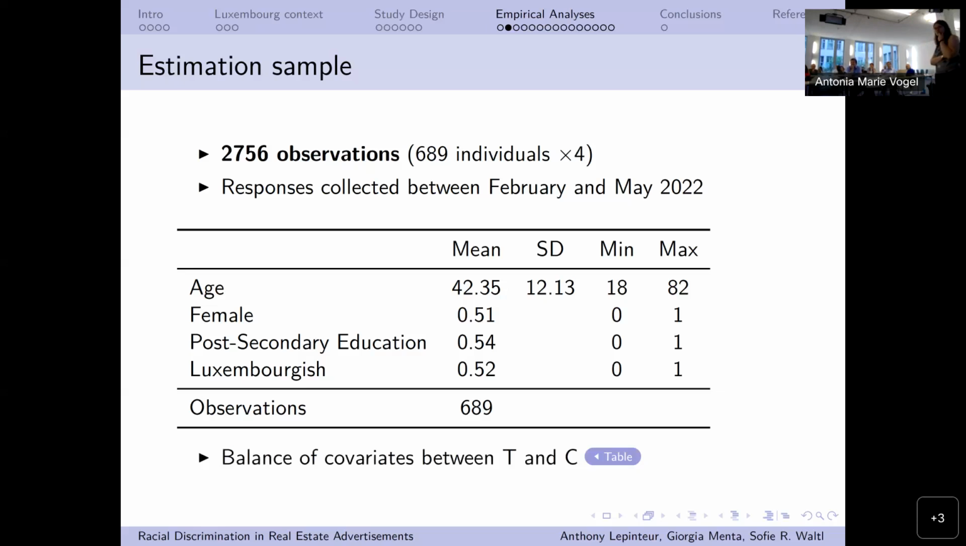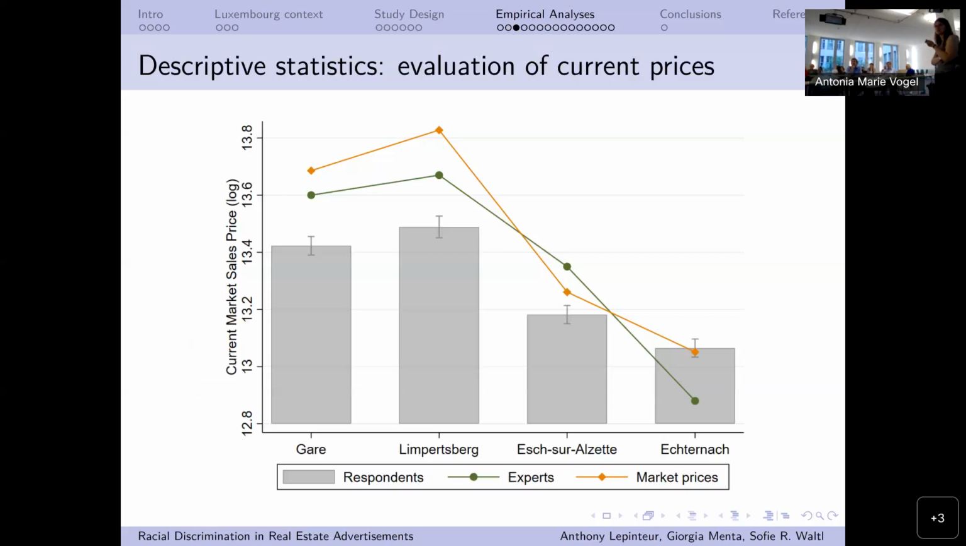And also we tested whether there was any imbalance in covariates between our treatment group and control group, and that was not the case, fortunately. So the randomization was successful in that sense.